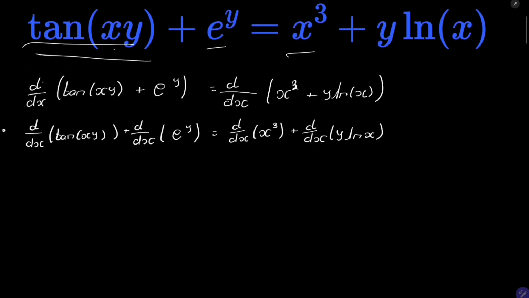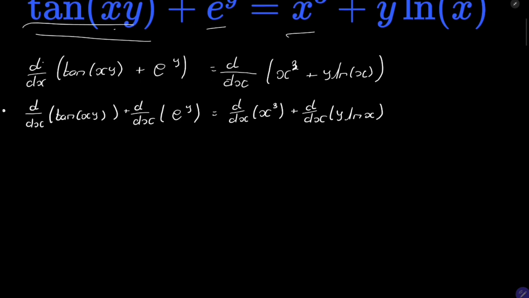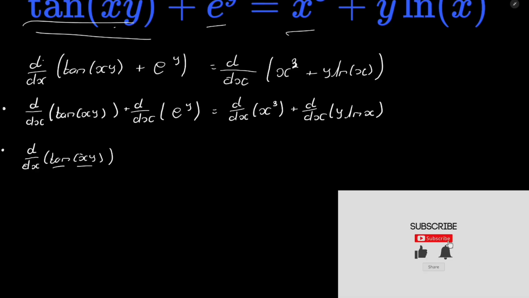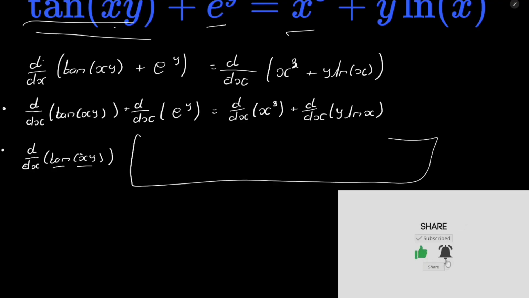Let's start this step by step, just like the previous example, taking term by term. So let's start with our first term, d/dx of tan(xy). What's the first thing we notice? The first thing we observe is that this is a function of another function, with our inner function being xy and our outer function being the tan function. This already tells us that in order to differentiate this, we need to use the chain rule. But what does the chain rule tell us?